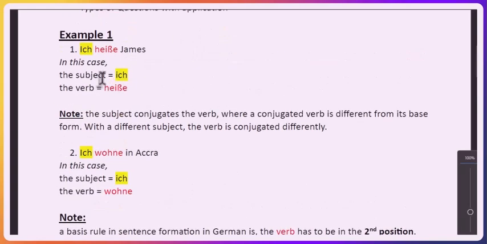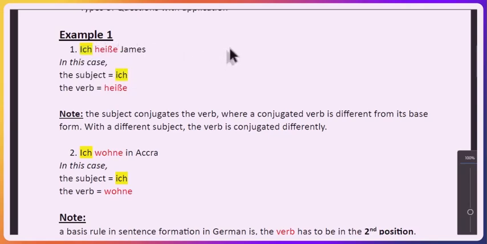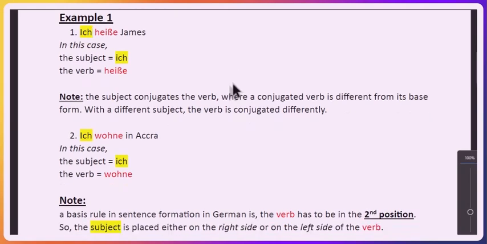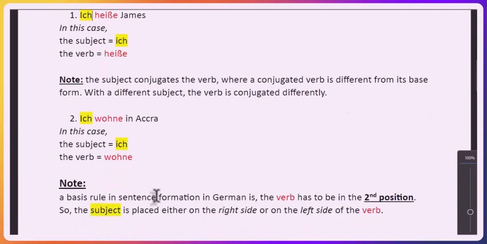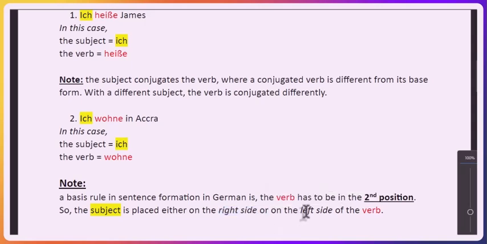You are wrong if you think otherwise, and you need to know this. The subject and the verb go hand in hand. So note in the grammar that the subject is placed either on the right side or on the left side of the verb.